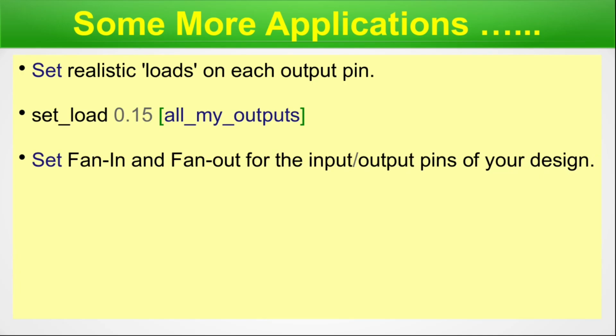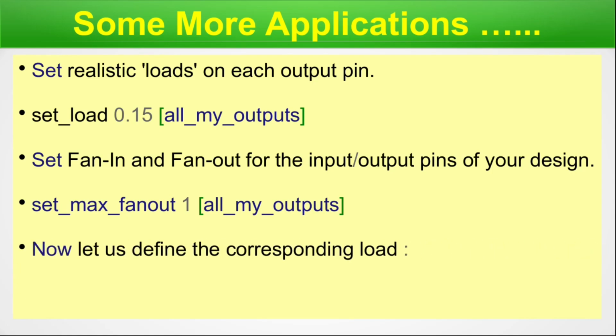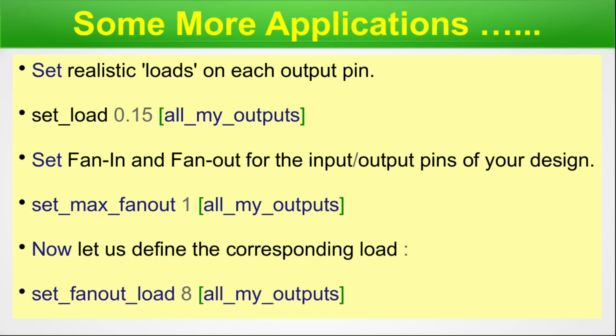Set fan in and fan out for the input or output pins of your design. Set max fan out 1 to all of my outputs. So this rectangular bracket is a Tcl concept. Now let us define the corresponding load. Set fan out load 8 for all of my outputs. So this way we can use the design constraint. Apart from the timing things, we can define the load, fan out, fan in. You can consult the manual for all these types of other things that you can play around with the constraints. We are done with this slide, so let's move on.